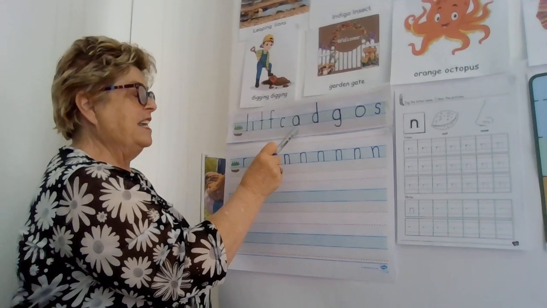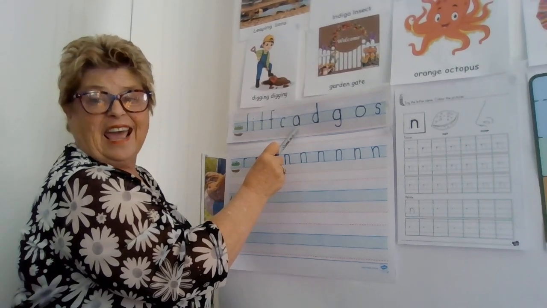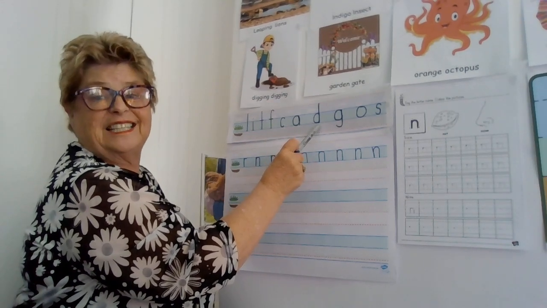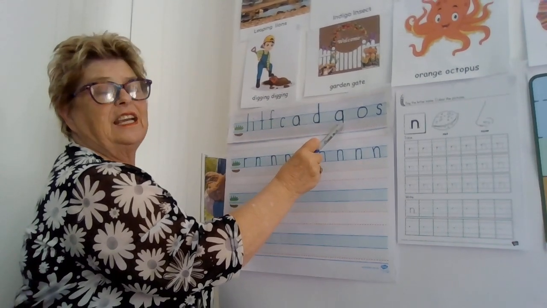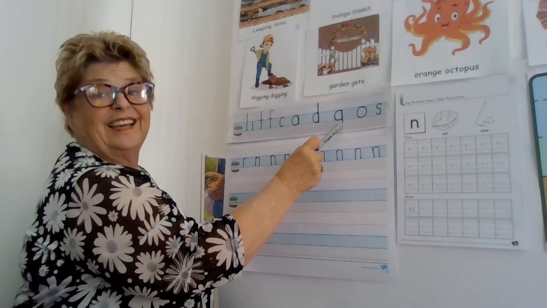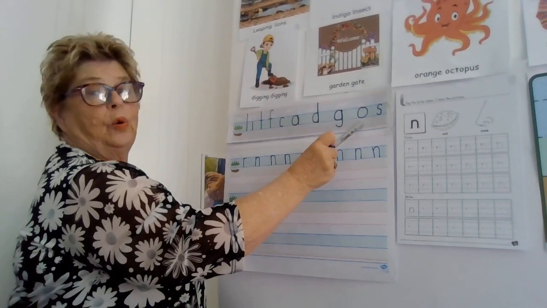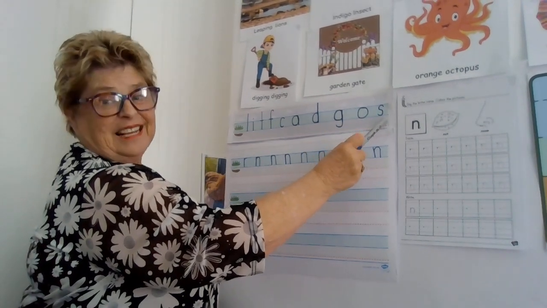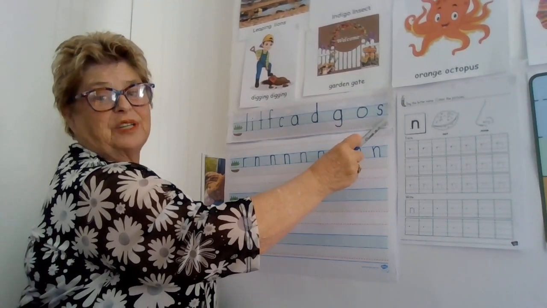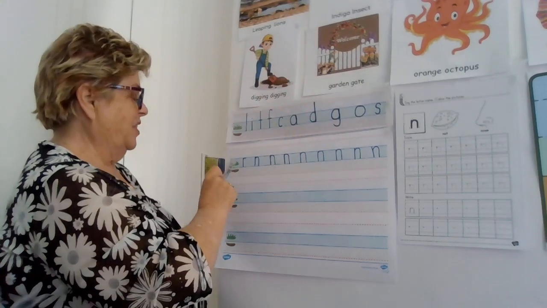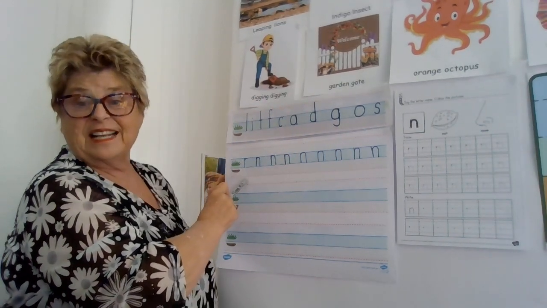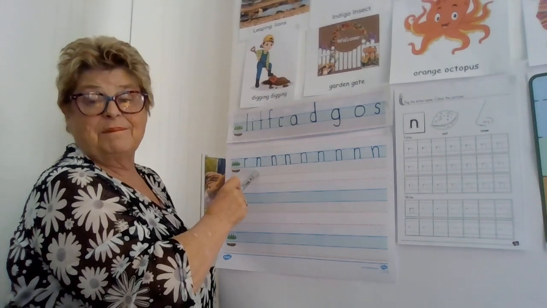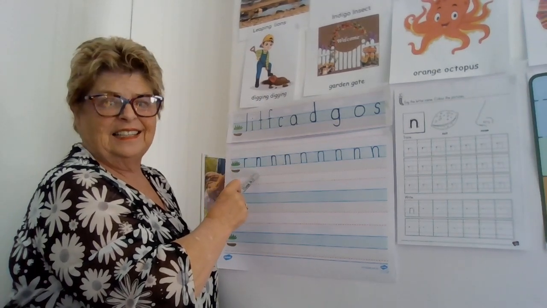This is A, and it makes the sound A. This is D, and it makes the sound D. This is G, and it makes the sound G. This is O, and it makes the sound O. This is S, and it makes the sound S. This is R, and it makes the sound R. And this is N, and it makes the sound N.